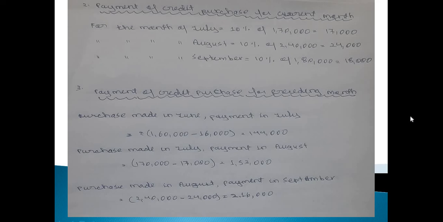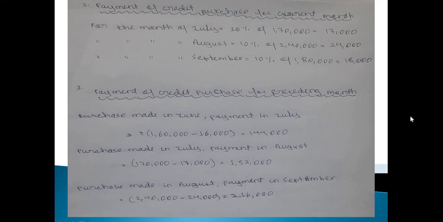So for the month of July, the purchase is 1,70,000. So 10% is being paid in that month, so it comes to 17,000. And for the month of August, the purchase is 2,40,000. 10% of it is being paid in the month itself, so 24,000. And for the month of September, it's 1,80,000, and 10% of it is being paid in the month itself, so 18,000. So the next working note is the payment of credit purchase for preceding month.